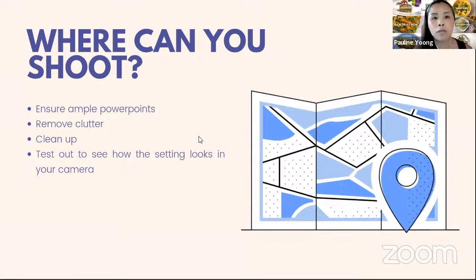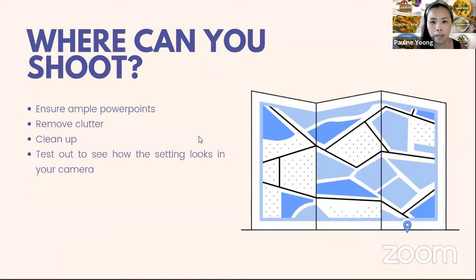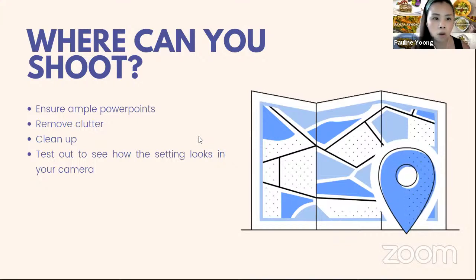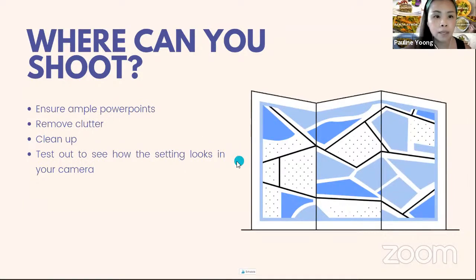All right, so where can you shoot it? I have a very small kitchen, and I found a corner where I can have access to power points, and I can clear out the clutter. So I always recommend that, some of our kitchens are full of, sorry, there's a lot of echo. Yep. So we might have lots of bottles of sauces or soy sauce, right? I recommend that you remove the clutter and clean it up. And of course, you might also want to see how the setting looks in your video. I think that's really important.